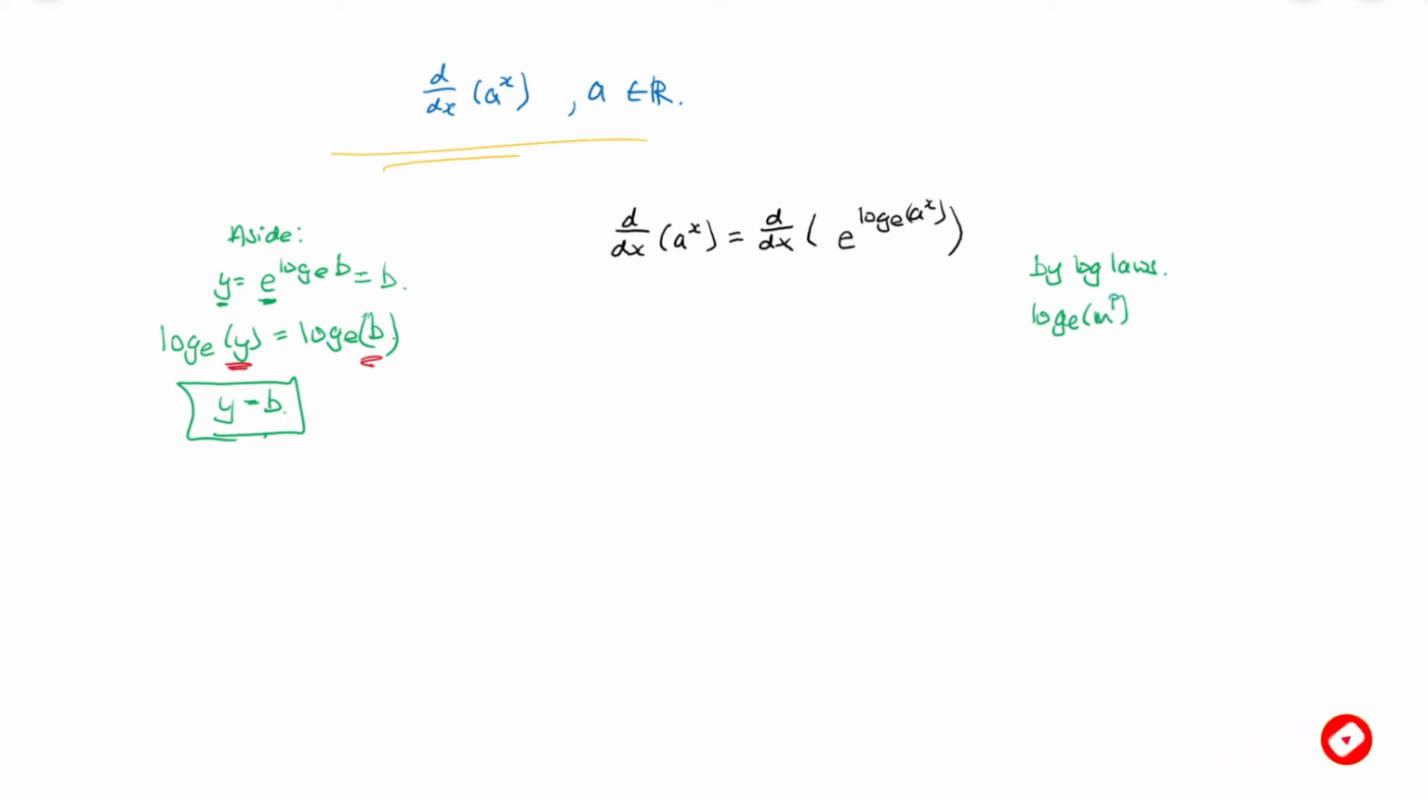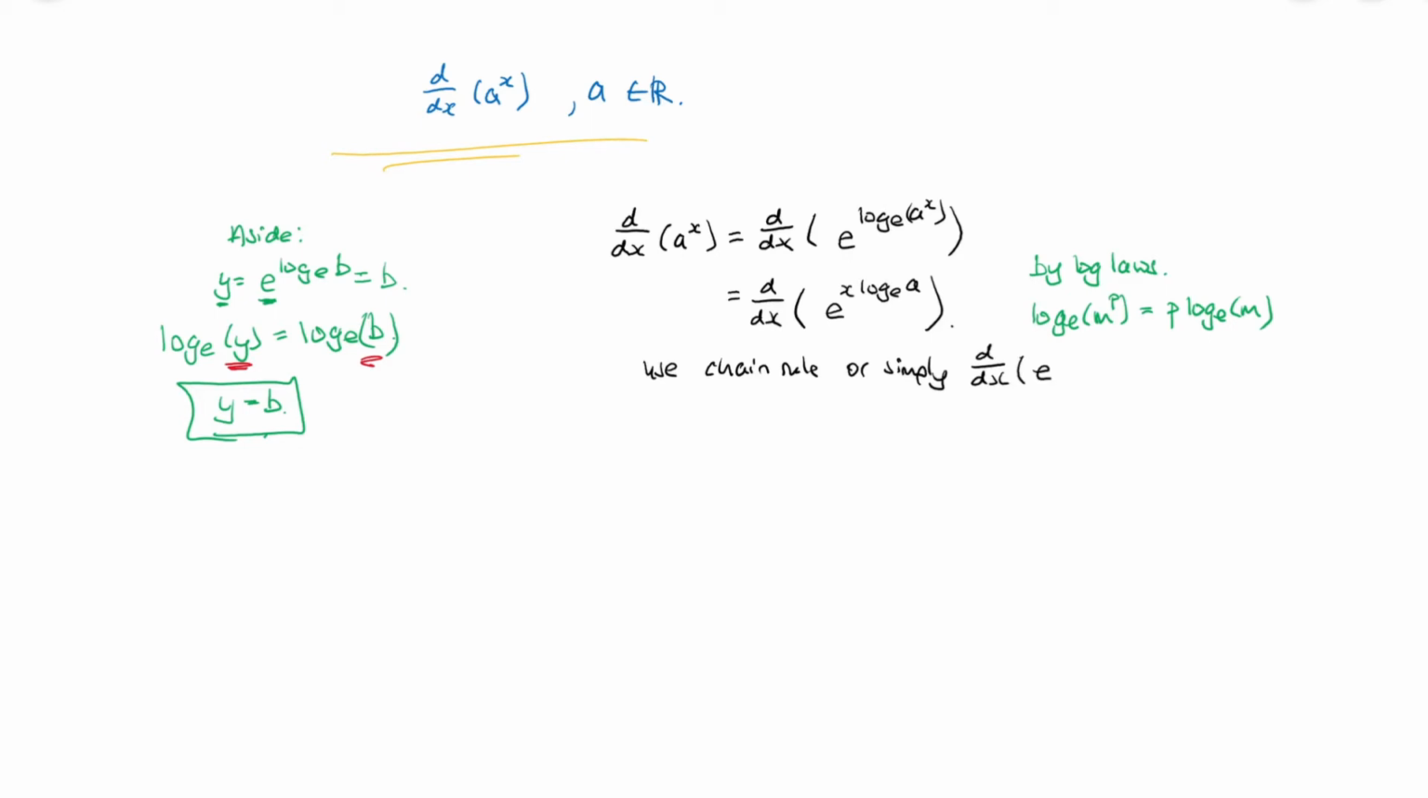Now, by using log laws, we can say that for log_e of m to the power p, we can bring the power to the front. We can do the exact same thing here, so now it's e to the power of x log_e a. Now log_e a is just a constant, so don't worry. We will just use the chain rule, or simply the fact that the derivative of e to the power of bx, where b is just some real number, is b times e to the power of bx. Okay, we just use the chain rule to make it clearer.